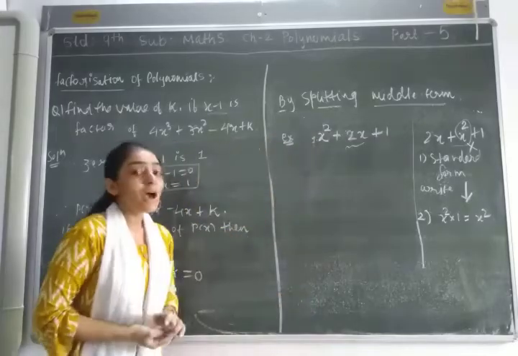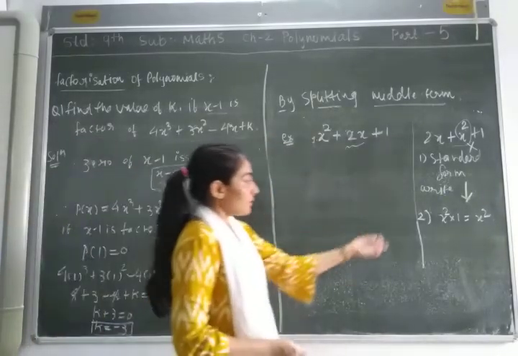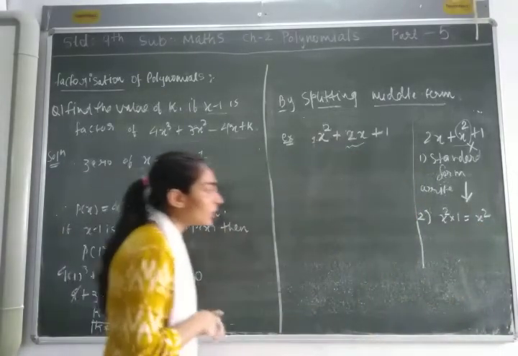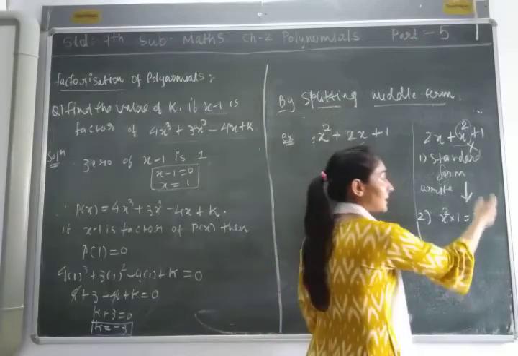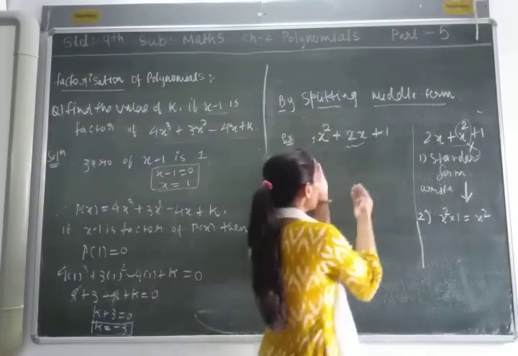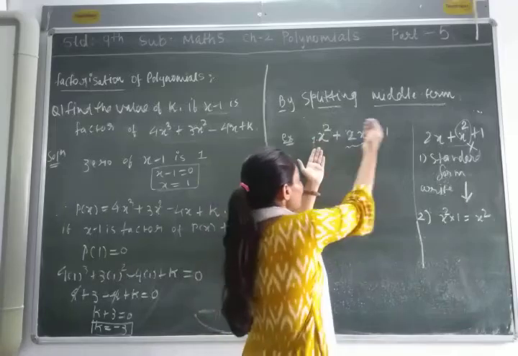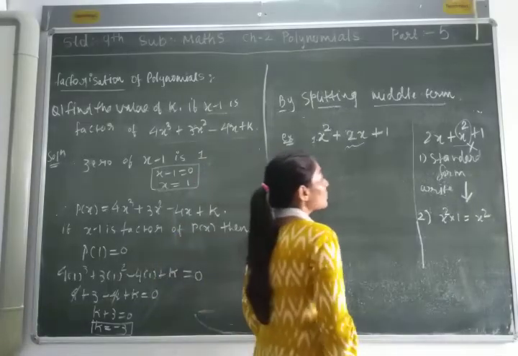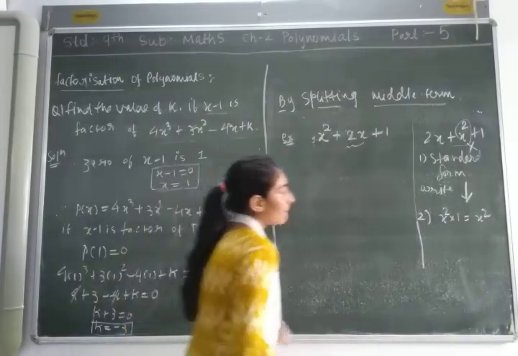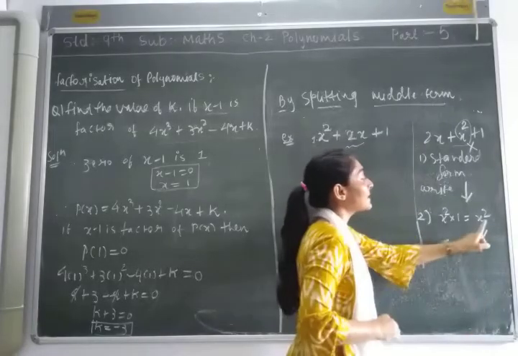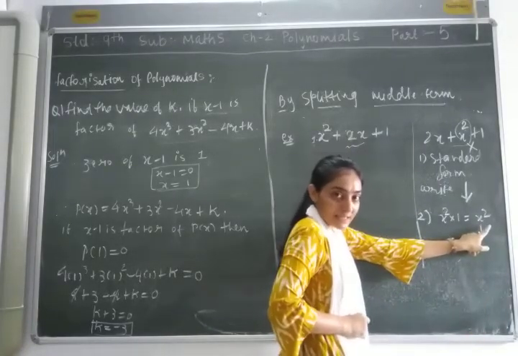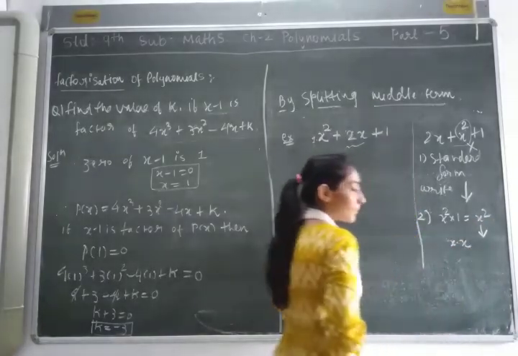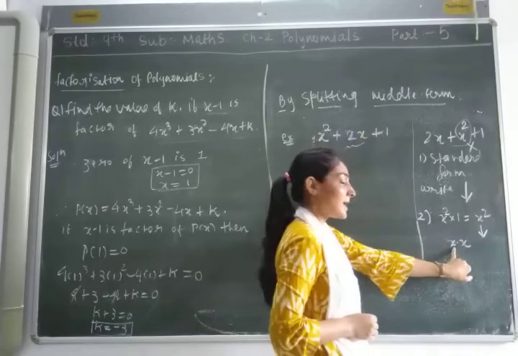Now we have to take such values whose product is x square and whose sum is my middle term. So we have to factorize this one. So x square, I am factorizing as x into x. So one of the factors is x into x.